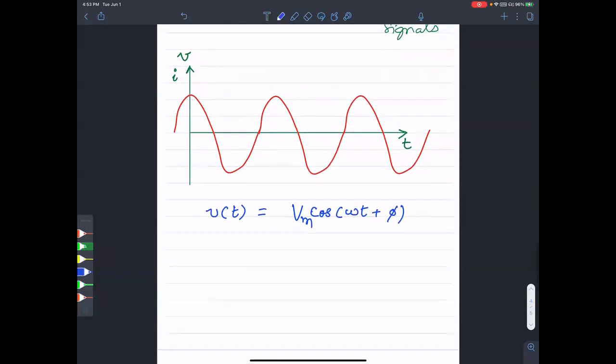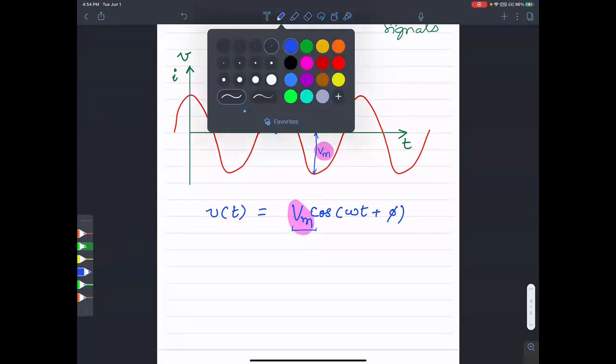Let's try to identify the different aspects here. So there is a Vm term, which is also called amplitude. That's the maximum voltage in either direction. That's Vm over here. So this is Vm, right? That's the maximum voltage. Then there is the omega term.